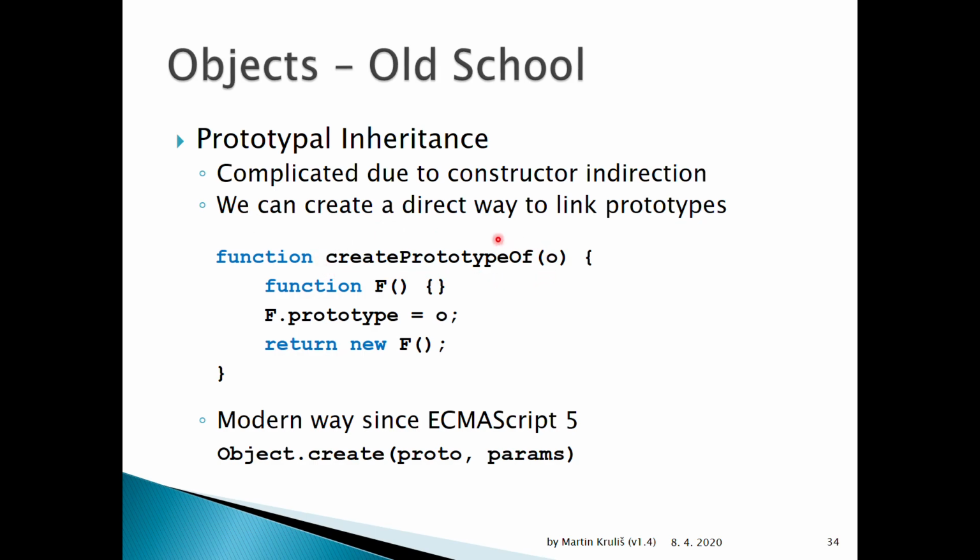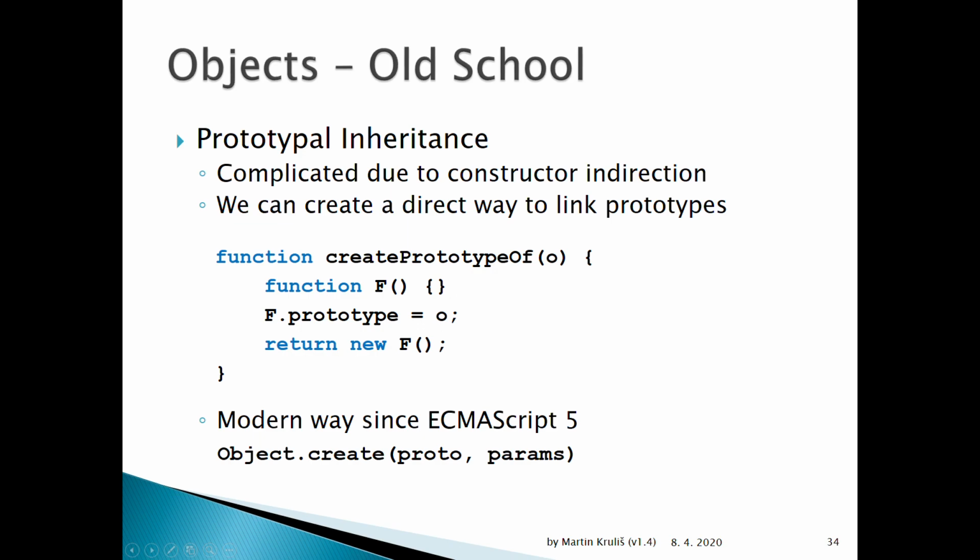So we can create a create prototype function, and this function accepts one object, and this object should be a prototype, and it creates a new object which uses O as a prototype. So you can see we just create an internal temporary empty constructor, place the O object as the prototype of this constructor, and then instantiate it immediately.